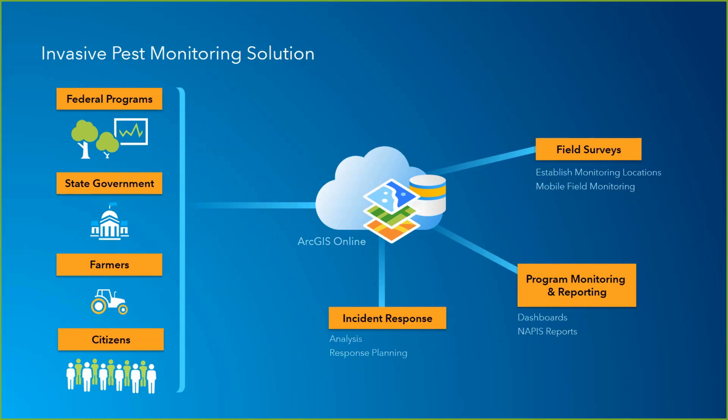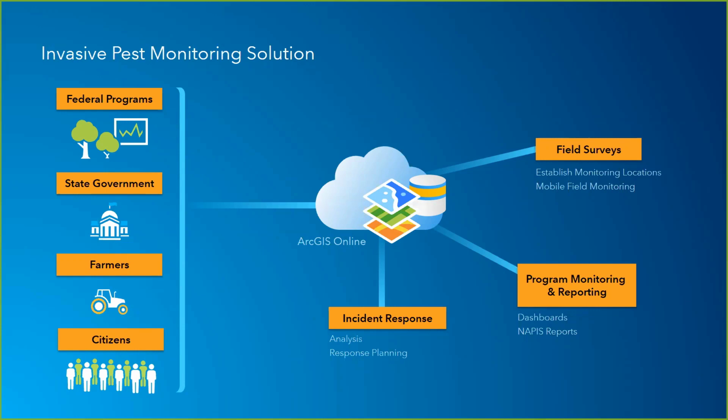We have three categories that we built configurations for. The first is field surveys. This is a survey that you can use to go out into the field and do the inspections. Then we have a group for monitoring the program goals, so how the work that you're doing is meeting program goals, and then reporting up to the NAPIS database. And lastly, some tools that you can use to analyze the area around a monitoring site if you suspect a pest may have established. So let's just jump right into it.